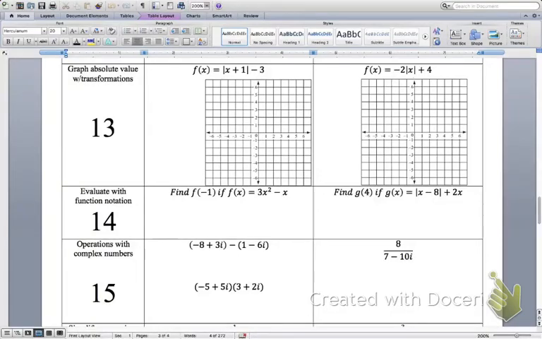Great, this video is going to be a little bit longer because we have 3 topics being covered. First one is graphing absolute value using transformations. So if we look at example 1, we first need to identify what the transformations are.